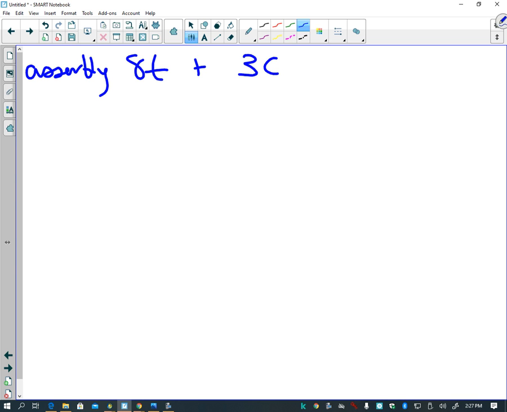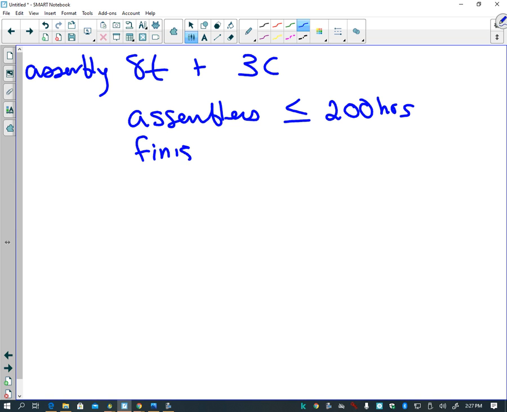Hold on, did I get something wrong then? Okay, so assemblers can work at most 200 hours. So they can work less than or equal to 200 hours. Okay? Finishers? Okay, so they can work less than or equal to 60 hours. Okay, keep going.